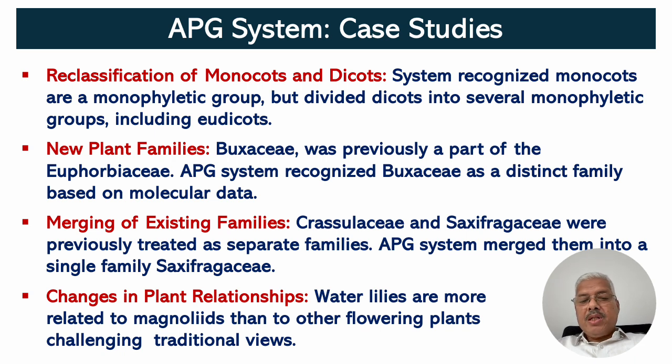The APG system has also led to significant changes in our understanding of the plant relationships. For example, the APG system has revealed that water lilies are not more closely related to the magnoliids than other flowering plants. This finding has challenged the traditional views of the plant evolution and has provided a new insight into the early diversification of the Angiosperms.